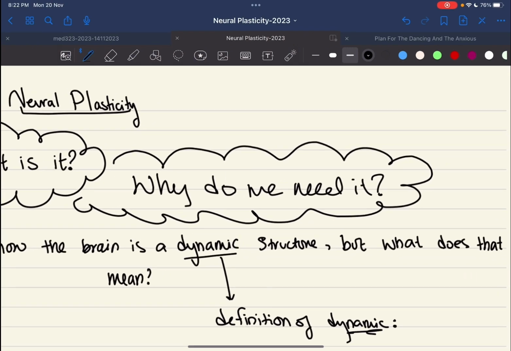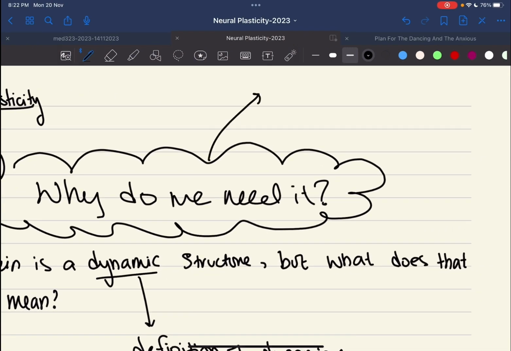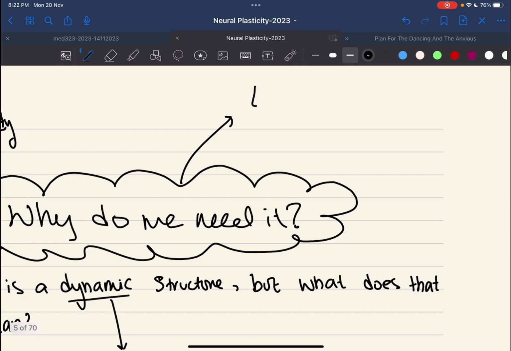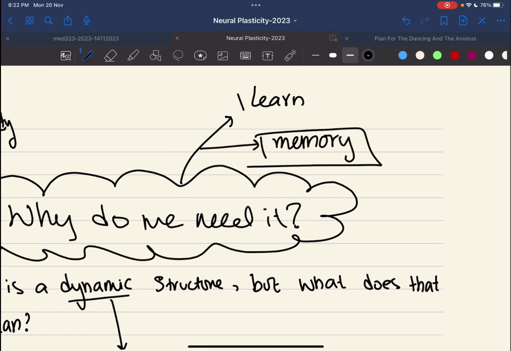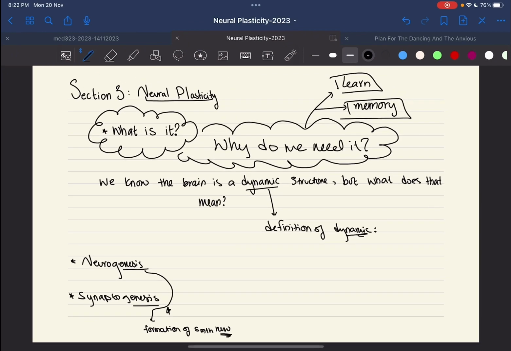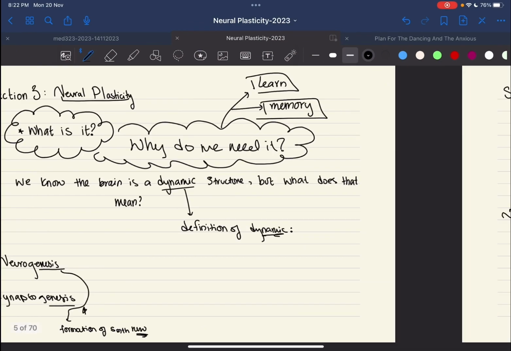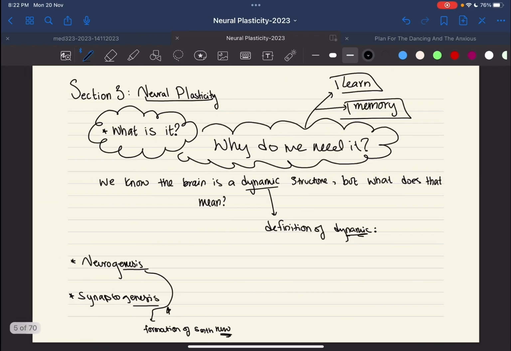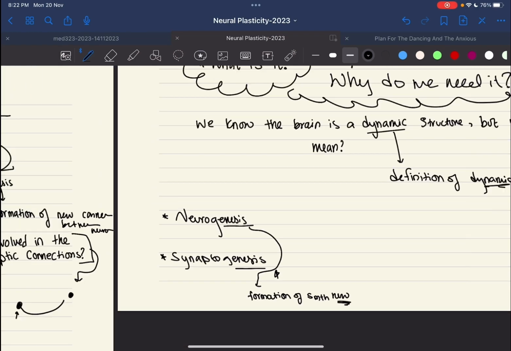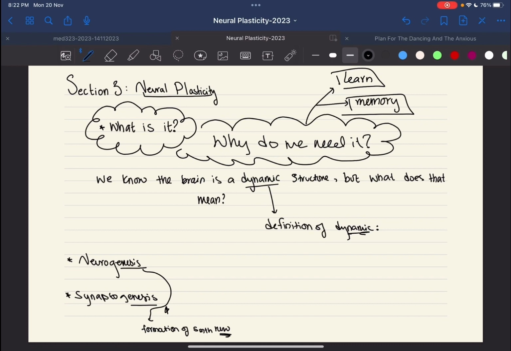Okay, why do we need neuroplasticity? Neuroplasticity is actually the reason we can learn and we can remember. So, it's very, very important. It's the main reason we have memory and we can learn. Yeah, that's basically it.